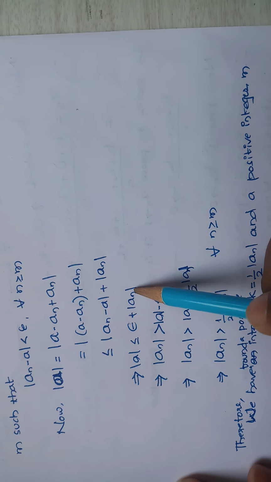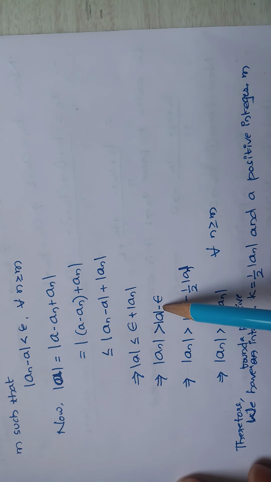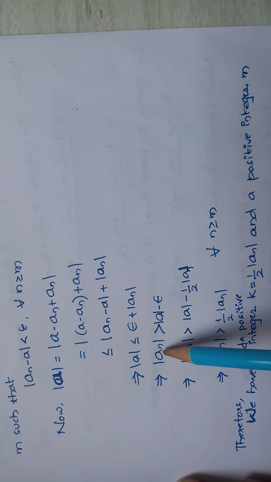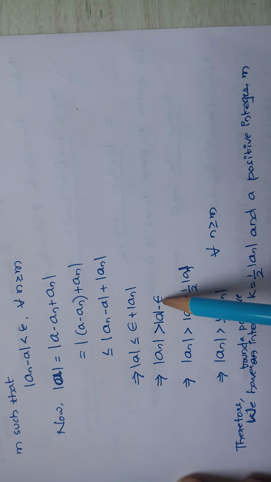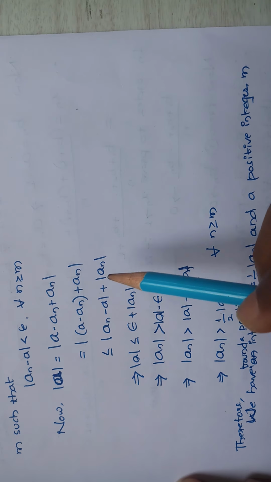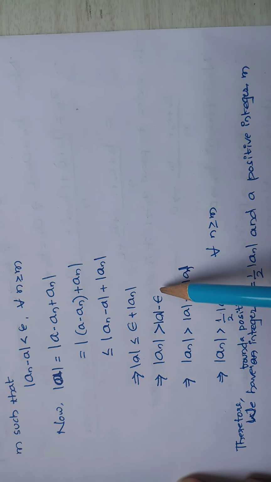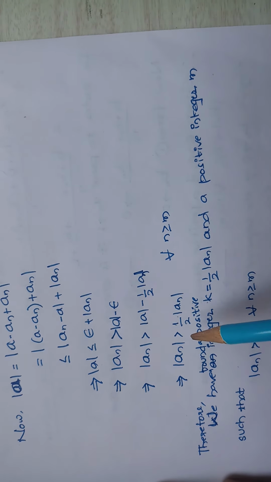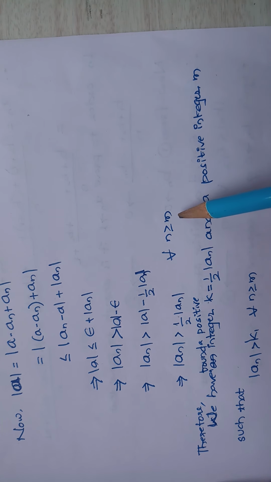So this implies that modulus of a_n is greater than modulus of a minus epsilon, after rearranging the terms. In the beginning we have taken epsilon is equal to half of modulus of a, so I am writing that. This implies that modulus of a_n is greater than modulus of a minus half of modulus of a. So this implies that modulus of a_n is greater than half of modulus of a, for all n greater than or equal to m.